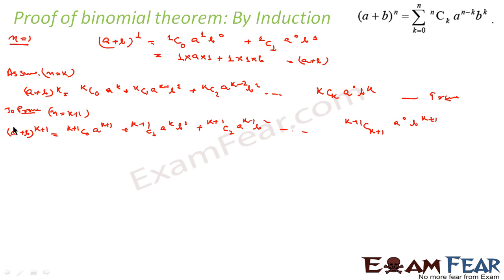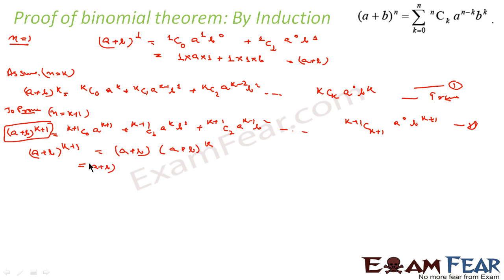So now this is our LHS, and the whole big thing on the right is our RHS. Let's expand the LHS. We'll say (a + b)^(k+1). This we can write as (a + b) into (a + b)^k. No issue. Now we already have assumed that this equation is true. This is 1, let's suppose, and this is 2. We already assumed that equation 1 is true. So we'll substitute (a + b)^k here.